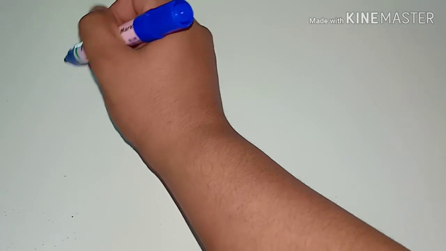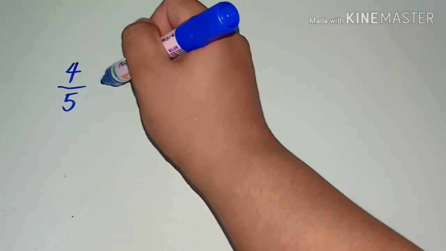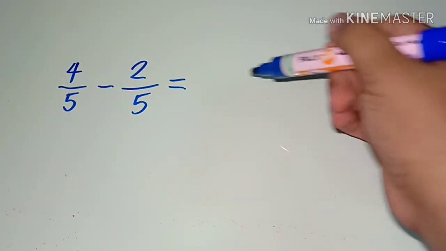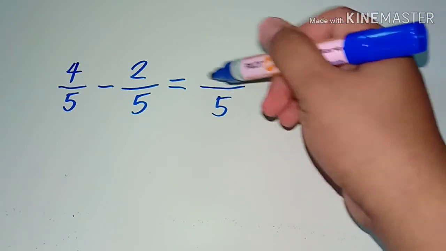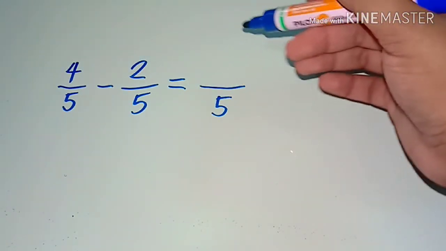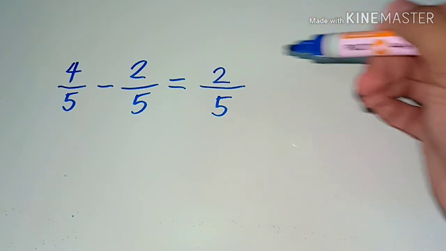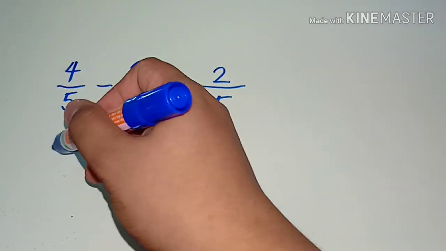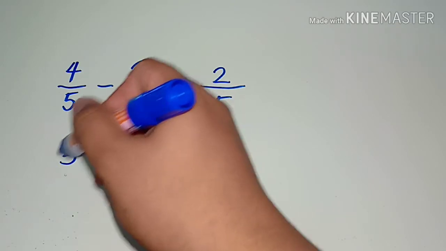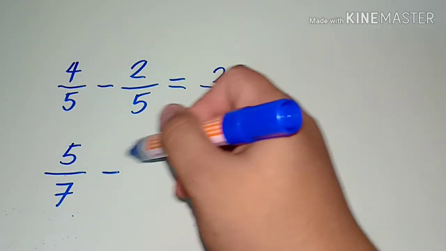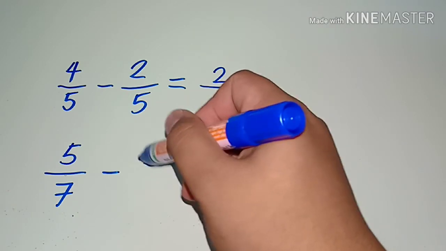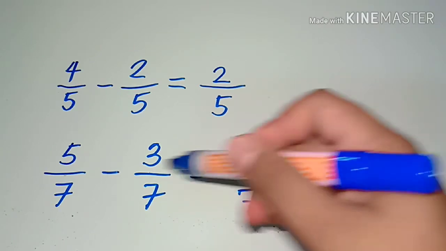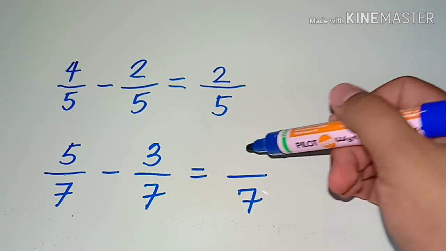What if we are subtracting 4/5 minus 2/5? So if you notice there, the denominators are the same. So just copy it and subtract only the numerator. So 4 minus 2 is equal to 2. So that means 4/5 minus 2/5 is equal to 2/5. Another is, what if we are subtracting 5/7 minus 3/7? So just copy again the denominator and subtract only the numerator, which is 5 minus 3. That will give you 2.